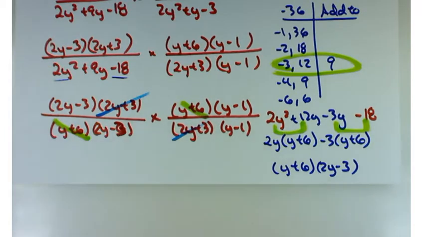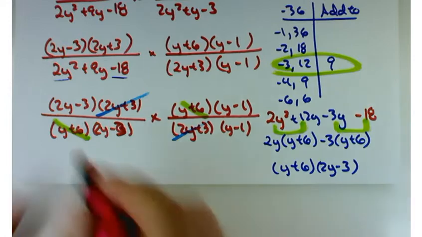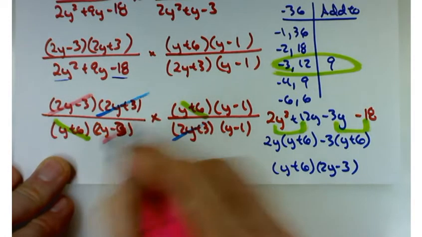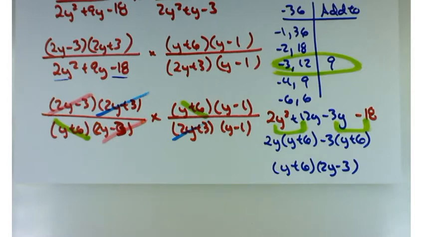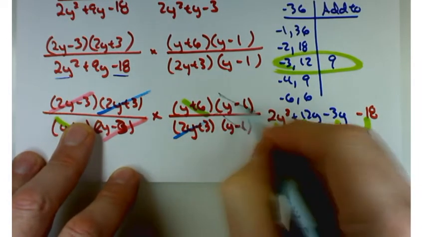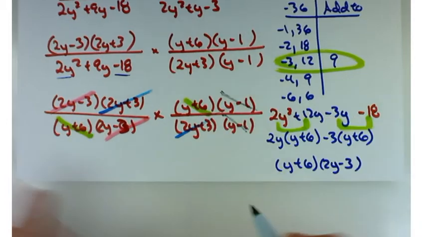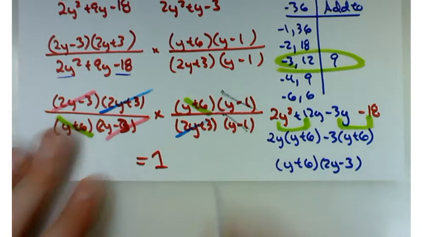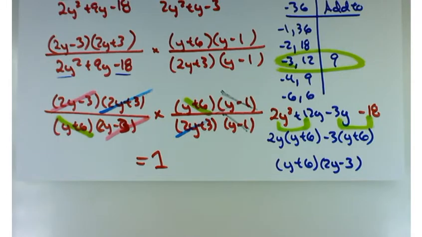And now that I fixed that, y minus 3 is going to cancel. So let's get rid of those. And wow, isn't that special? These cancel as well. So what's that leave me with? 1. Whew. Wow. A lot of work on that one. It all cancels out. 1.